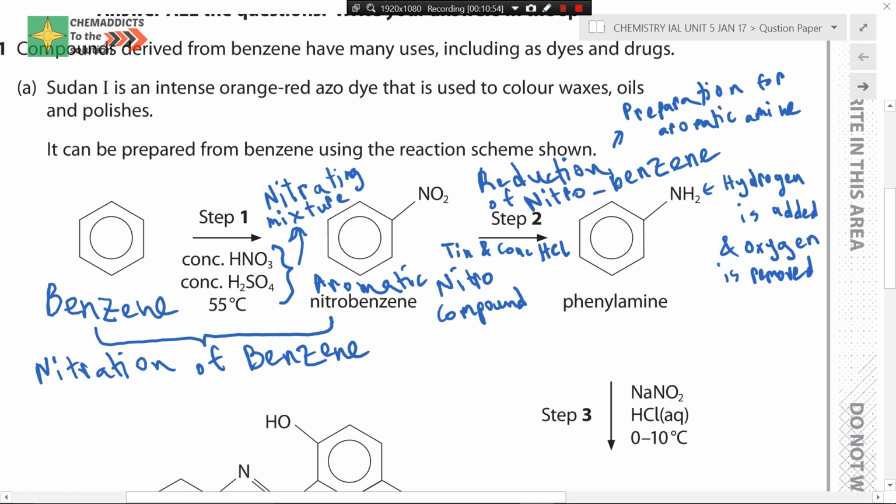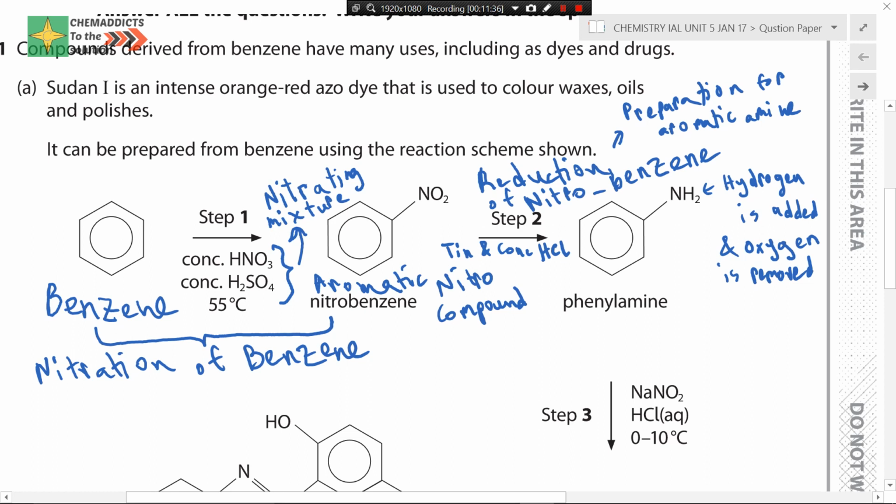So now, let's check whether I have missed anything. This is the preparation of aromatic amine by the reduction of nitrobenzene. The conditions are tin and concentrated HCl. Here we are forming phenylamine from nitrobenzene, which is an aromatic nitro compound. So why is this a reduction reaction? That's because hydrogen is added and oxygen is removed. Fine.